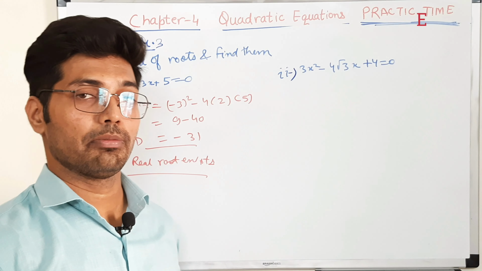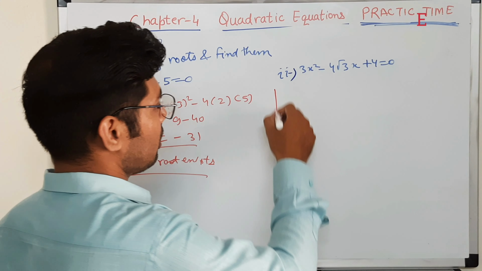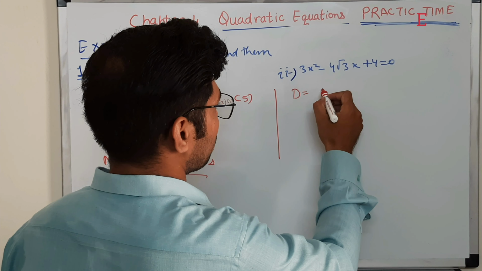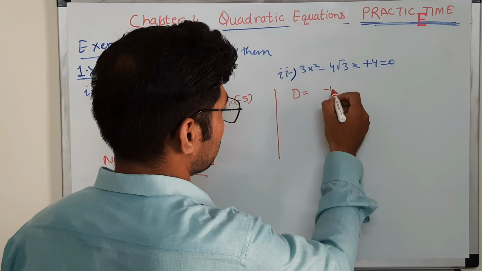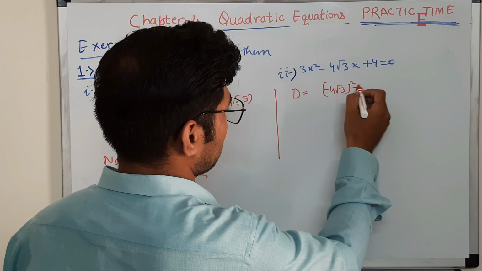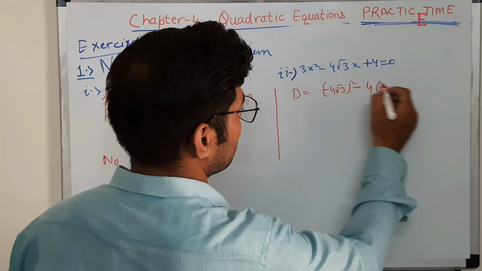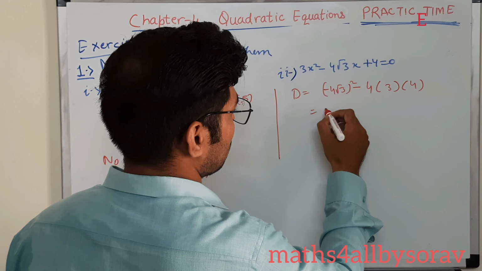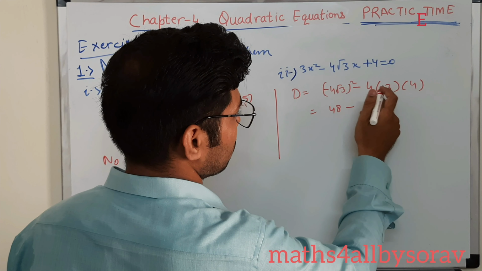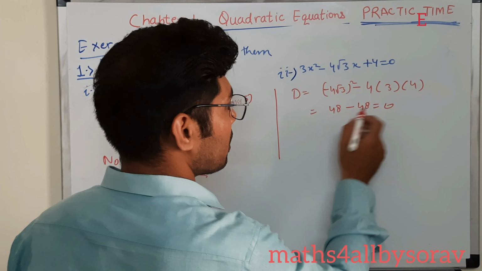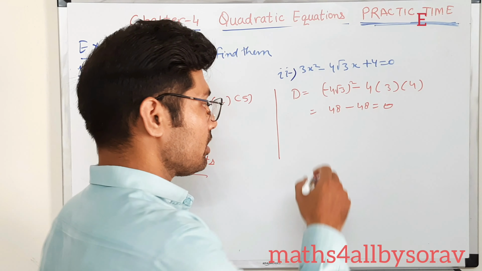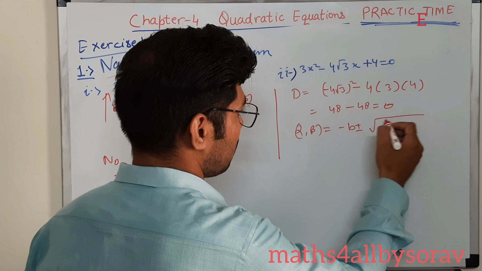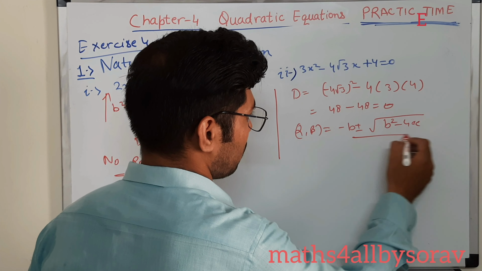It will be in the imaginary form. Now come to the next question. Here we need to first find the discriminant, which is b square minus 4ac. Now b square is minus 4 root 3 whole square, minus 4, where a is 3 and c is 4, which is 48 minus 48. Here the discriminant is 0. Discriminant is 0 means, in this formula, minus b plus minus root of b square minus 4ac upon 2a.